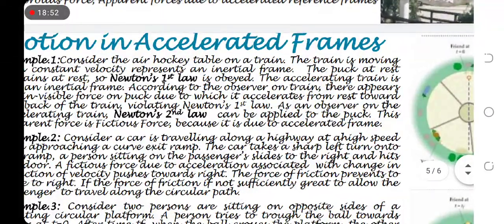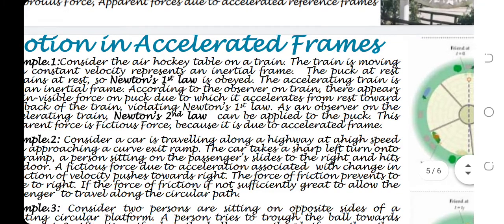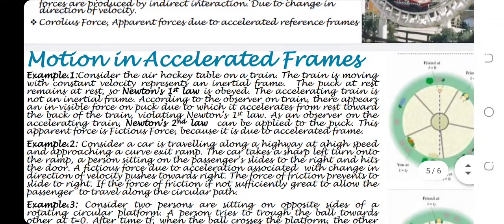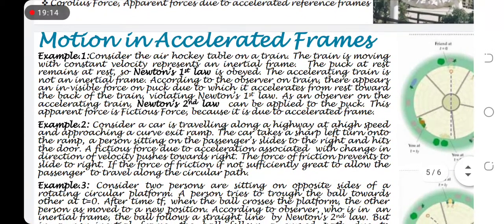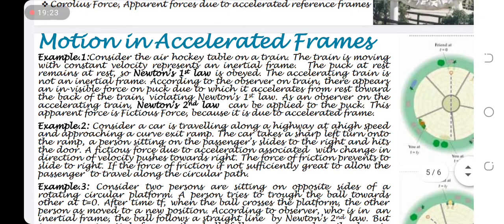Suppose a hockey table, just like table tennis, is placed on a moving train. The train is moving with constant velocity. If a train is moving with constant velocity, it means it is an inertial frame of reference, as we have defined it.